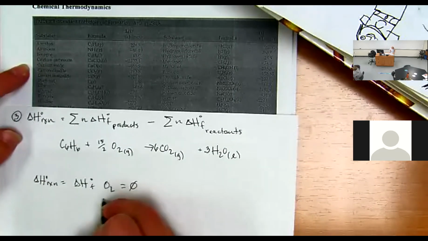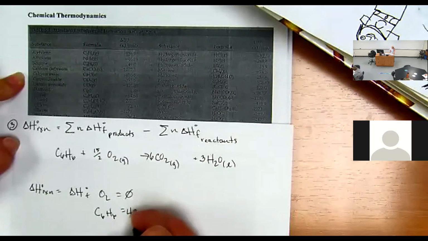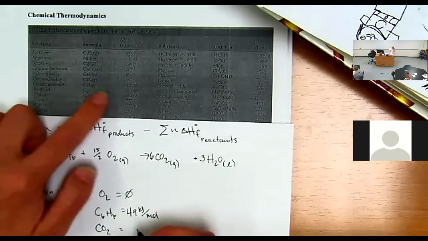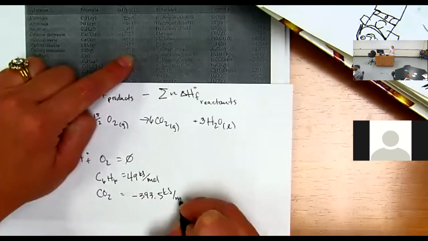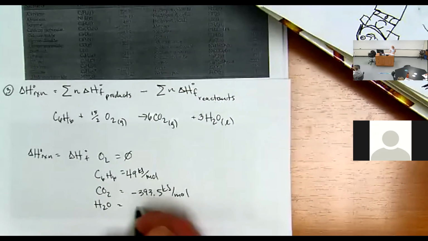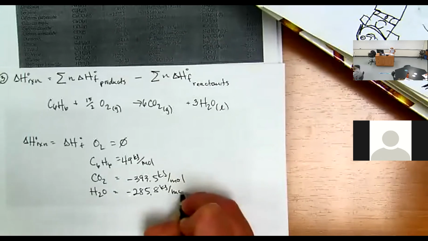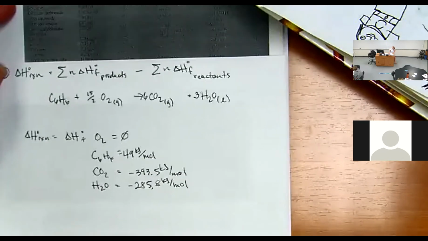Then we have benzene, which is C6H6, which is on this line here. You can't see that super well, but it says 49 kilojoules per mole. Then we have carbon dioxide, which we've looked at several times before, negative 393.5 kilojoules per mole. And then finally water, which we've looked at in the last couple problems too, which is negative 285.8 kilojoules per mole. And now you also know where these enthalpy of formation values are coming from, because you calculated it to a certain extent. Okay, so we have all of our enthalpy of formation information.